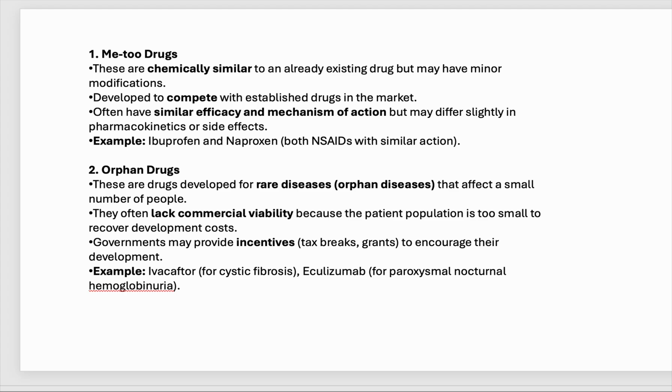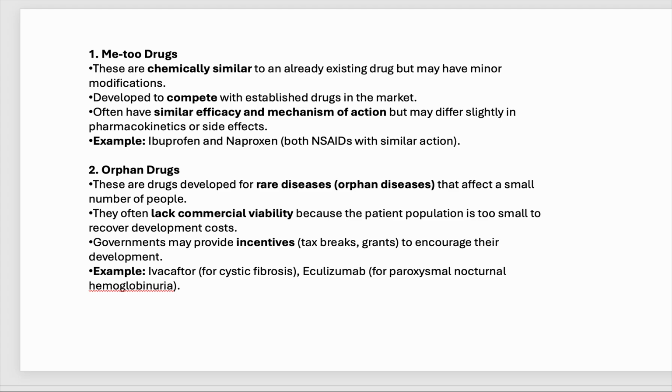So there are three criteria. They are chemically similar to an already existing drug with very minor modification. They are developed to compete with an established drug in the market, obviously because they are very similar. They often have similar efficacy and mechanism of action, but differ slightly in pharmacokinetics and side effects. So even slightly lower side effects could make the drug a new drug. For example, ibuprofen or naproxen. These two have similar action, but they have slight differences among themselves.